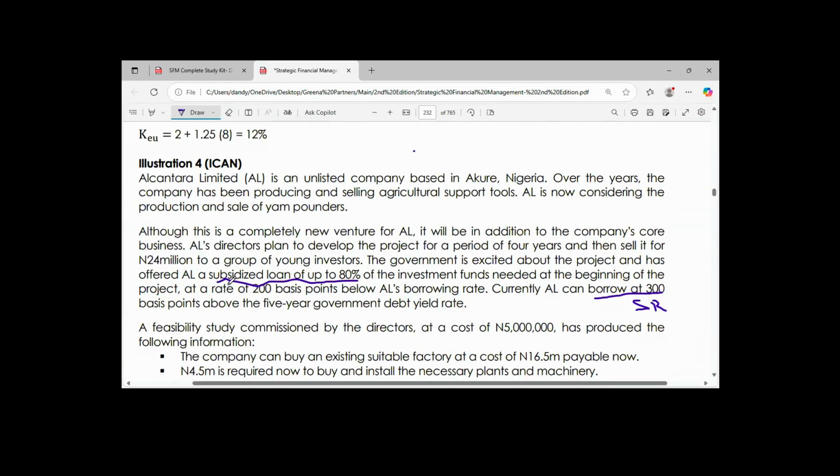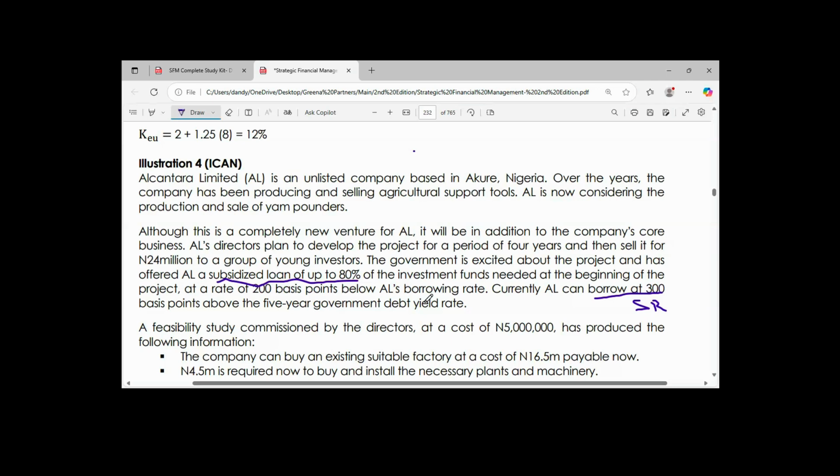You are told that the government is excited about the project and has offered AL a subsidized loan of up to 80% of the investment funds needed at the beginning of the project, at the interest rate of 200 basis points below AS borrowing rate. Because you are given a subsidized loan, you need nobody to tell you that this is adjusted present value.